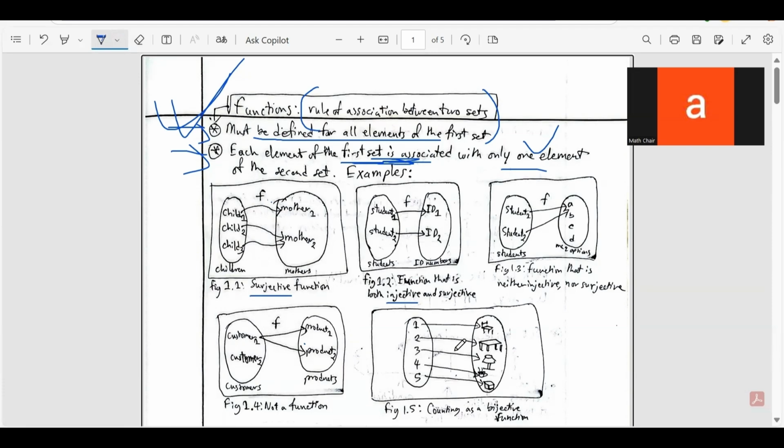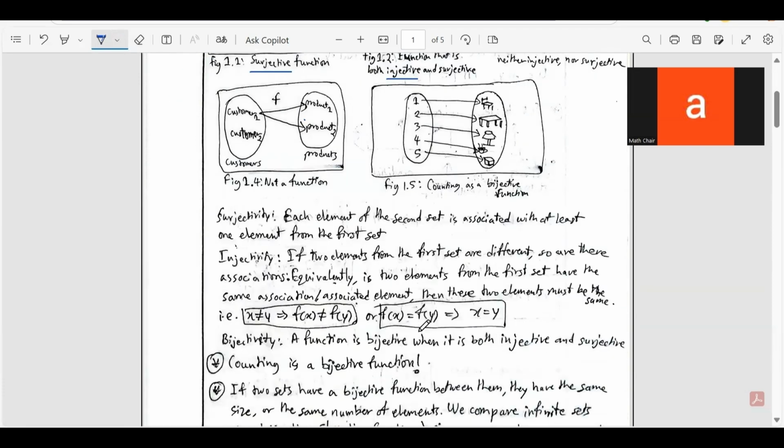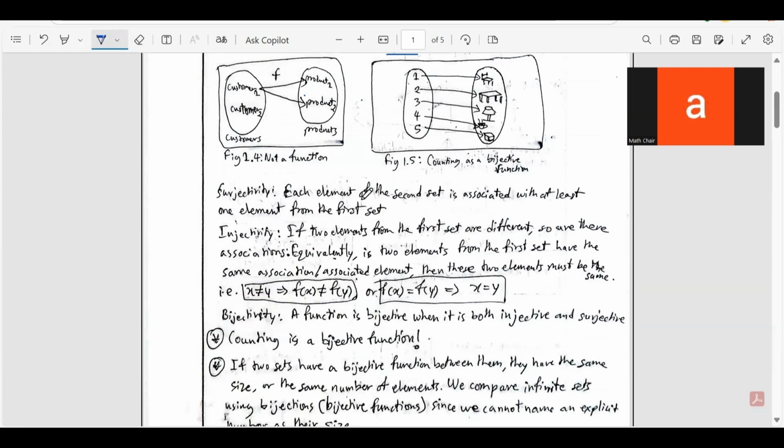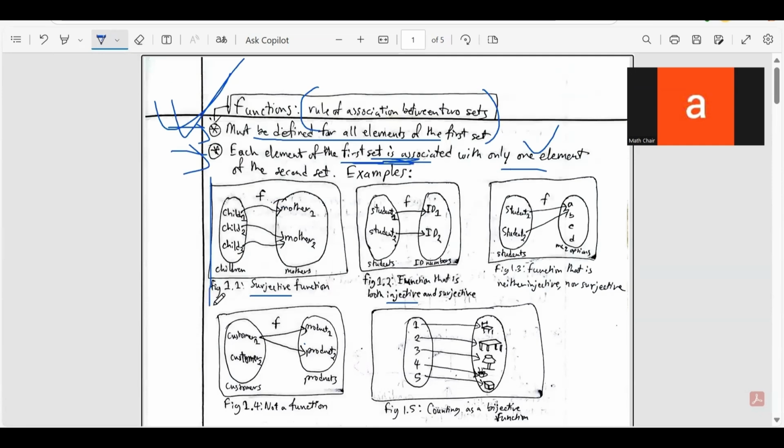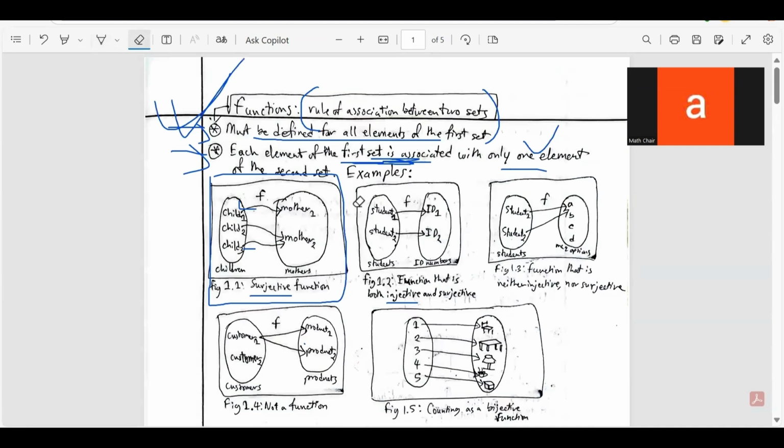So when do we say that a function is surjective? By surjectivity, I mean that each element of the second set is associated with at least one element of the first set. So if you look at this first example here, and if you look at the set of mothers, if you are a biological mother, you have at least one child, right? And that is true because here, mother one has child one as their child, mother two has two children, child two and child three as her children. So this satisfies the condition of surjectivity.